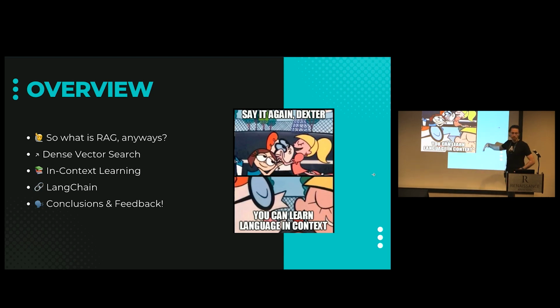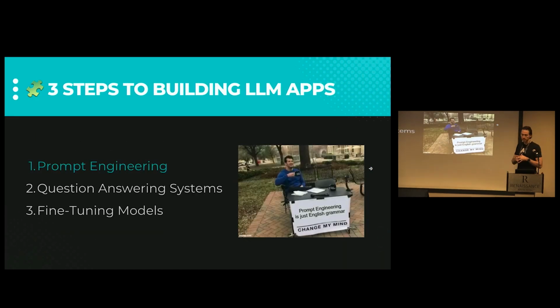You can't really say RAG to people. You can't really say dense vector search. You can't really say in-context learning. But you can say a lot of things that will make it very, very clear what's going on. And hopefully, we'll give you some of those words today. We'll talk about LangChain. We'll talk about Pinecone. We will talk about all of that.